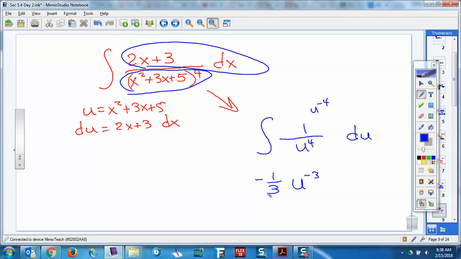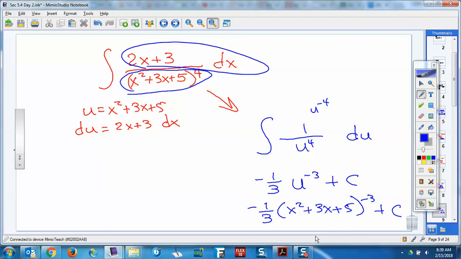Raise it up 1 is negative 3, divide by negative 3, and then your plus c, and then put your u's back in. Now, I'm fine with you leaving that a negative power. That's fine. Okay? I'm fine with you just going like that and leaving it. If you want to flip that down to the bottom, that's fine, but a lot of times we do that and we screw it up. So you might be better off just leaving it just like that. But think about doing the derivative of that.